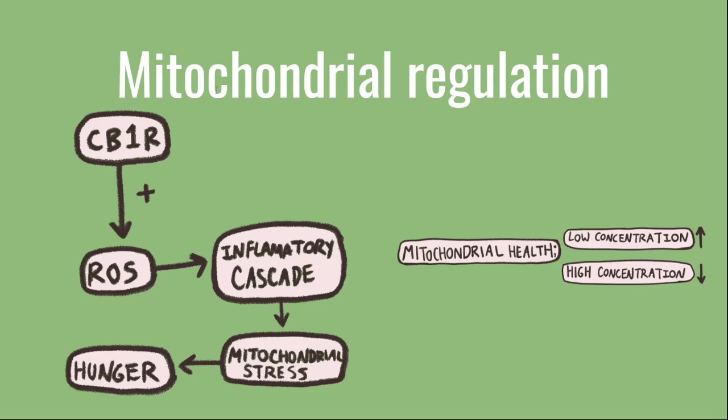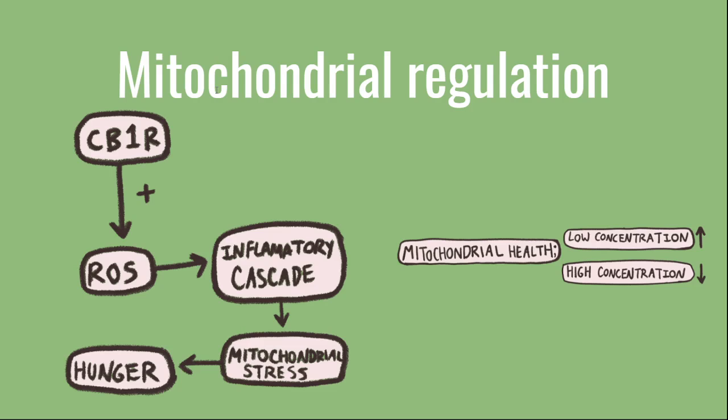Now let's talk about mitochondrial regulation. The endocannabinoid system is able to regulate the mitochondria through a number of different ways. The main ones are calcium-based pathways. Also, there are other pathways, there's so many of them. I'm only covering 3.